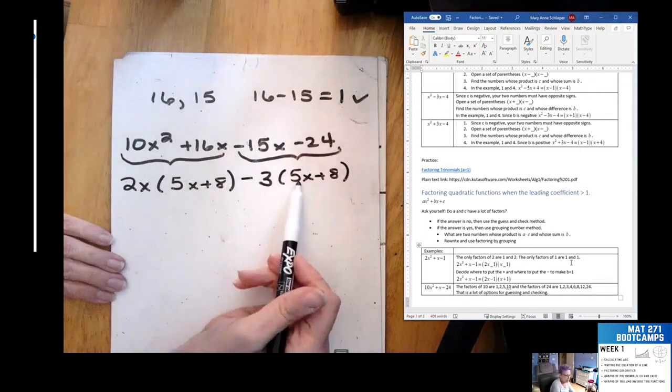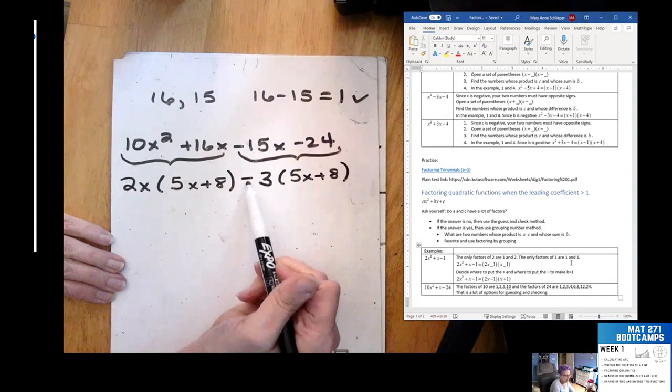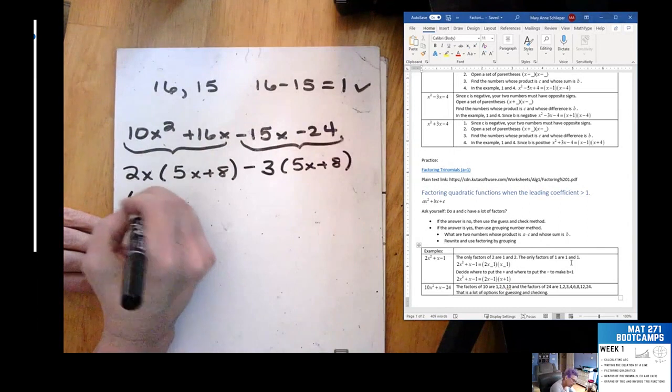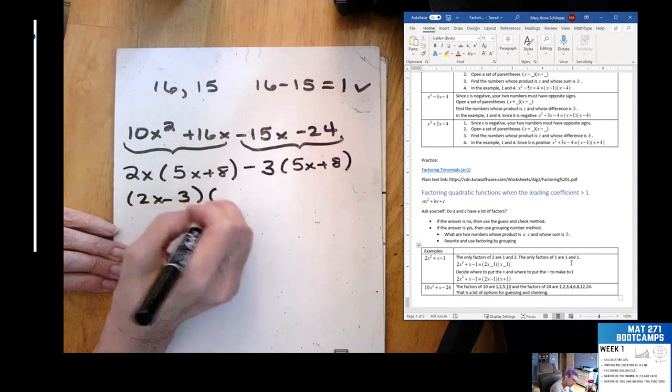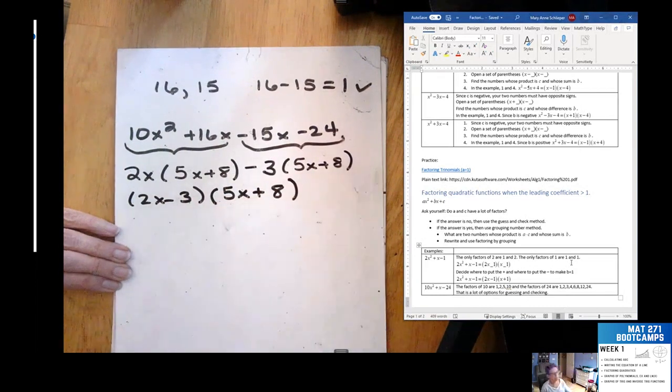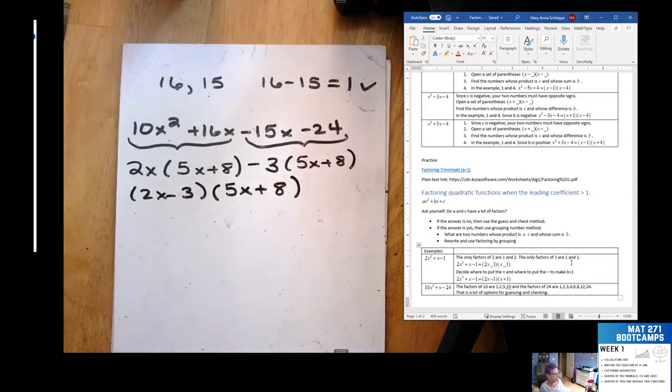Negative 3 times 5x, negative 15. Negative 3 times 8, negative 24. So this is equal to 2x minus 3 times 5x plus 8. That took a while. That took some work and a lot of logicking our way through.